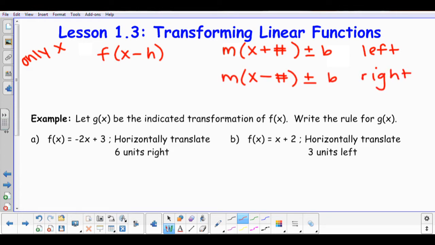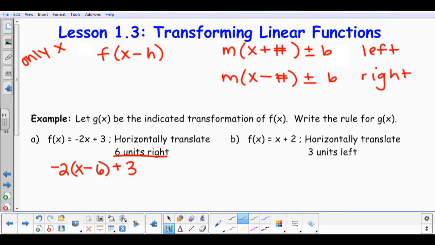So in my first one, I have negative 2x plus 3, and it wants me to horizontally translate 6 units to the right. Okay? So right is going to be the subtraction inside of my parentheses. So first it calls for my slope to go in front. So in my equation, negative 2 would be the slope. Then in parentheses, I'm going to have x, and I'm going to subtract the 6 units so that it goes to the right. And then it has the plus or minus the b.